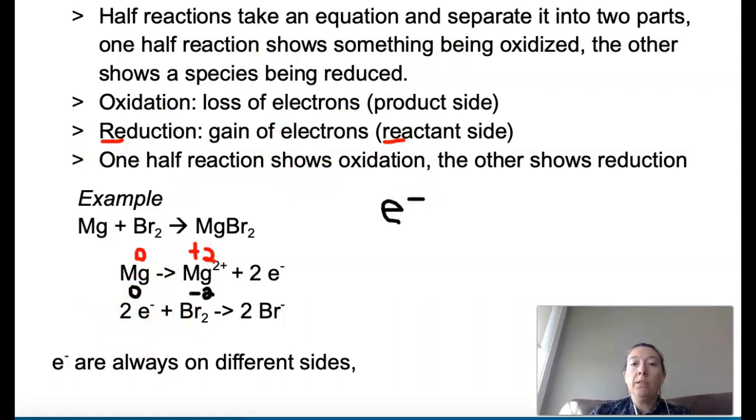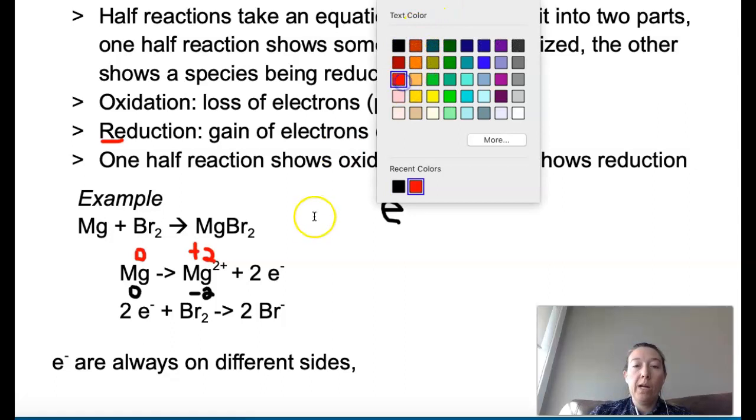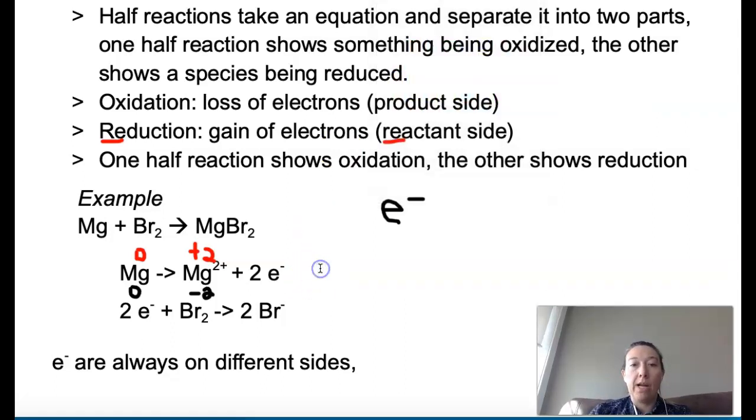So from here, I should be able to recognize that out of my 2 half reactions, this one, maybe type up there, is going to be my oxidation half reaction because it lost electrons that are over on this side. And this one is going to be my reduction half reaction because they are on the reactant side and we gained electrons, okay? So they should always be on opposite sides.